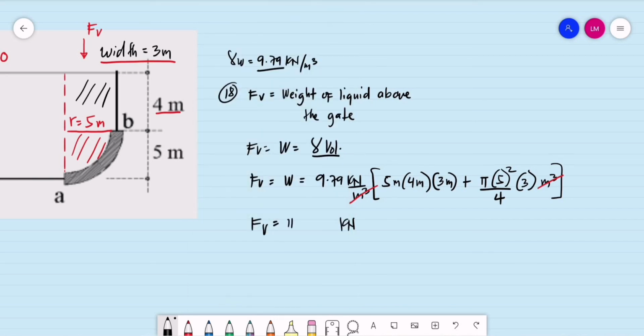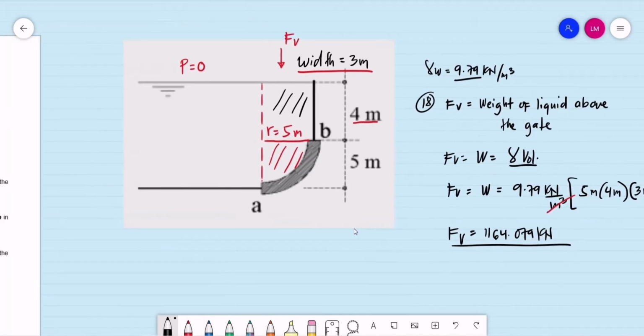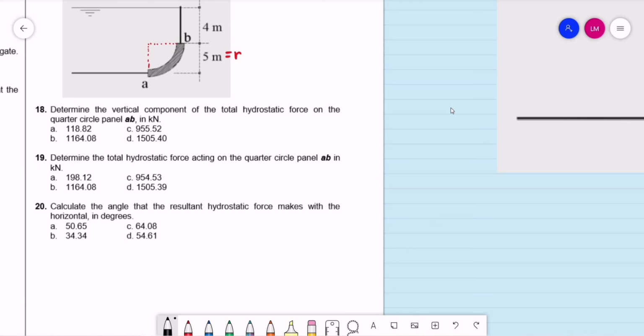So, that is 1164.079 kilonewtons. So, check natin. Tama ba kung yun? We have 1164.079. Okay, check natin yung value na to if we have that in our choices. Okay, so pinakamalapit na sa choices natin will be letter B, 1,164.08 kilonewtons. Okay, question number 19.